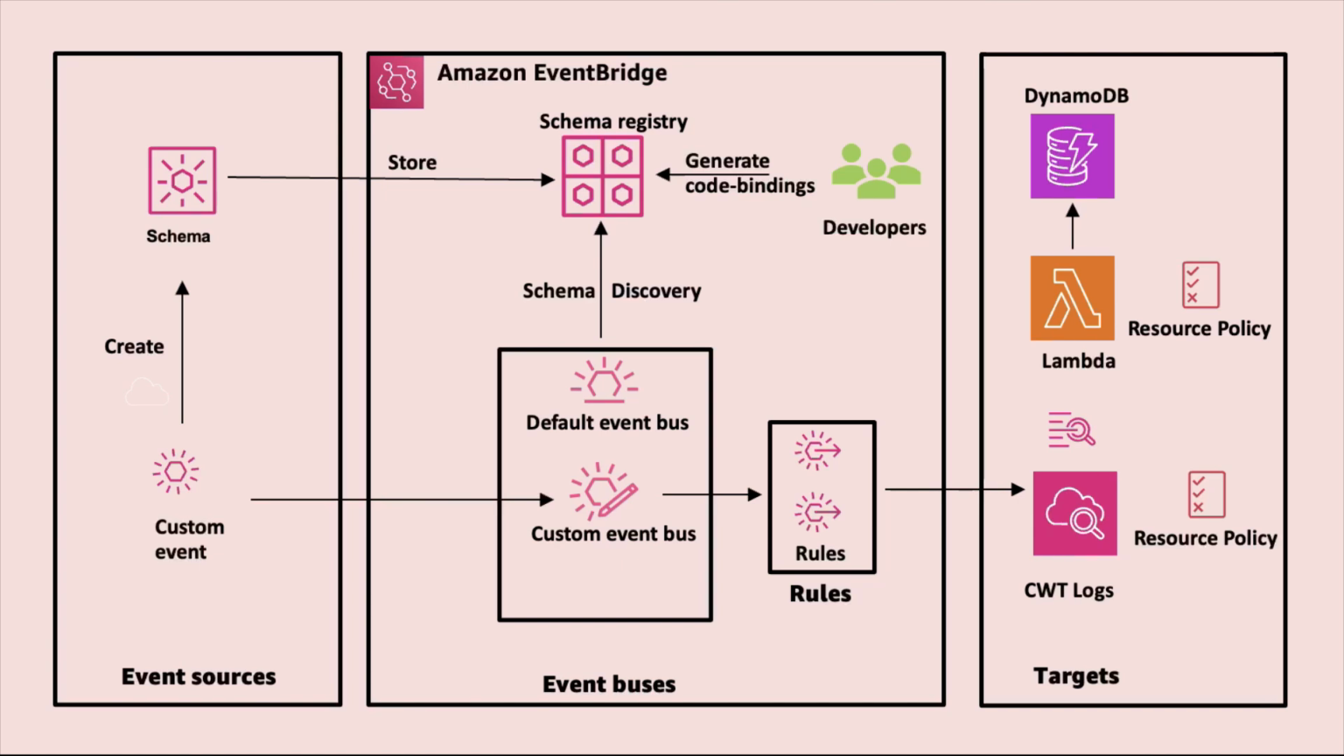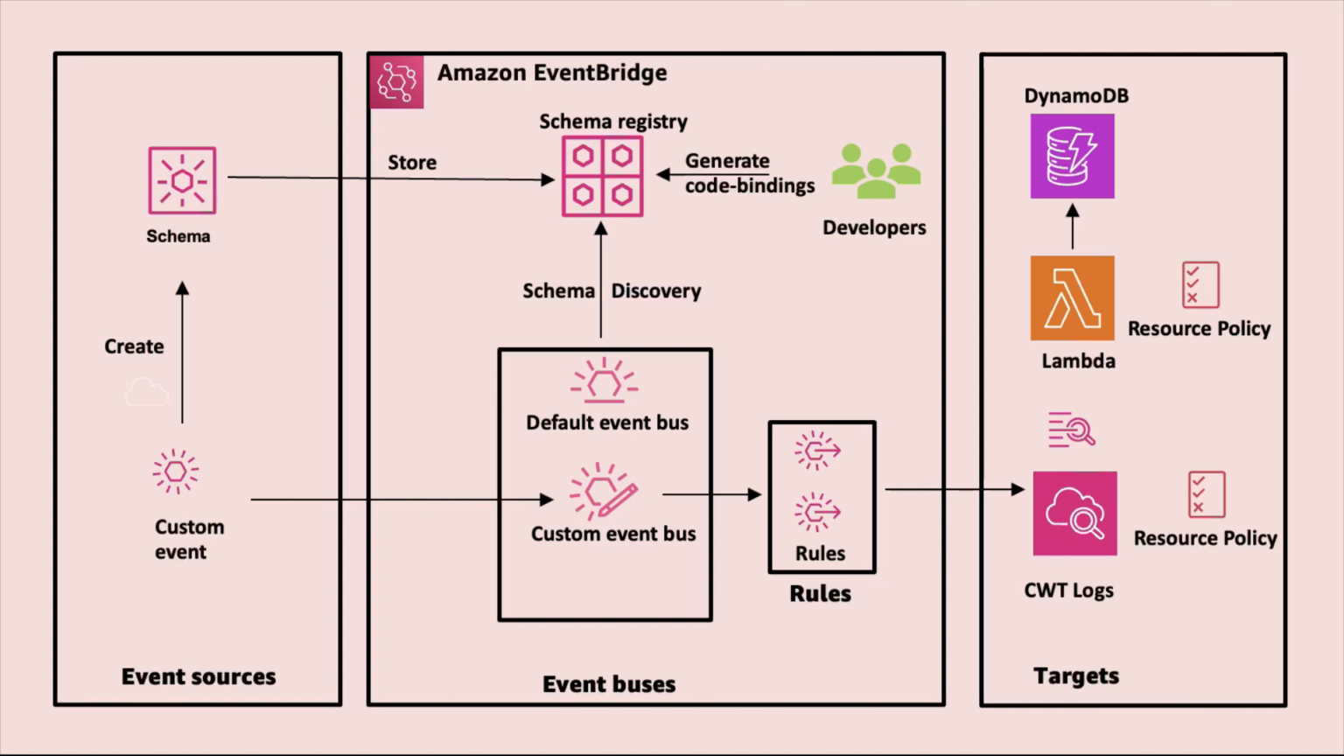Now, end to end, what we're going to look at is basically when a custom event is sent, a schema is generated and the schema will be stored in the schema registry. Developers can do the schema discovery in the schema registry for various schemas which are generated. There are schemas for the AWS events, there are schemas for the custom events, also schemas for the SaaS applications as well. In this case, the developers can use the various CLI options to generate the code binding, or they can use the console options also.